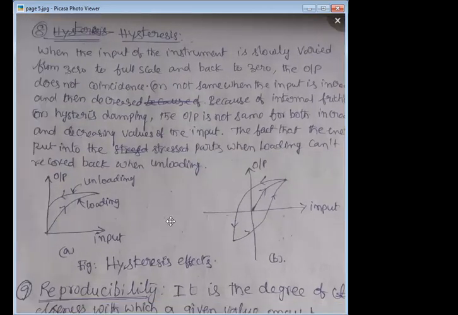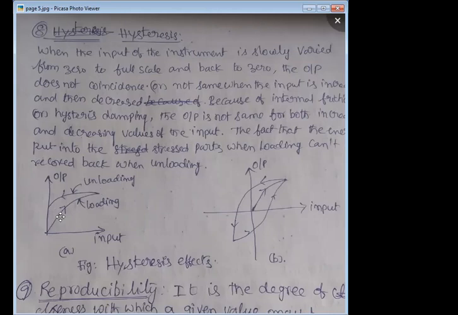And coming to hysteresis. When the input of the instrument is slowly varied from 0 to full scale and back to 0, the output does not coincide, it is not the same when the input is increased and then decreased. Suppose the input is increasing and we are measuring the output. The output is also increasing, up to here.